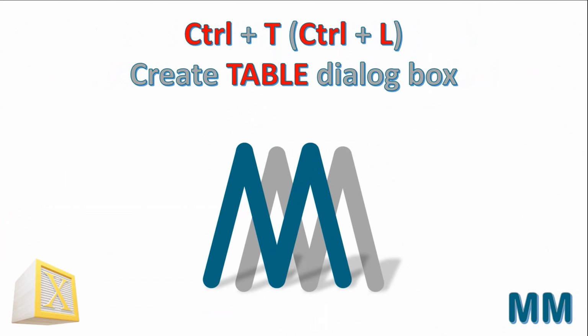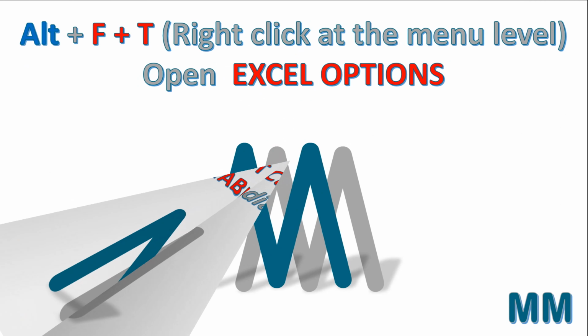If I want to create a table, a dynamic table, then the shortcut will be to press Control T from table, or alternatively I can press Control L, and that will open the Create Table dialog box, which will ask me about the range. We will see in the practical application how we can select the ranges before opening that option or after we selected that option. But the shortcut is Control T or Control L to have the Create Table dialog box.